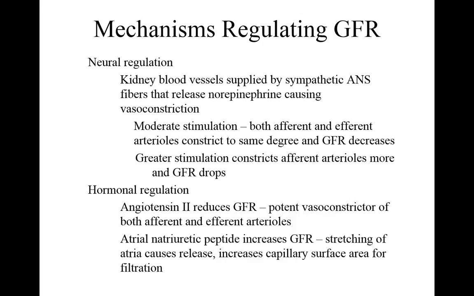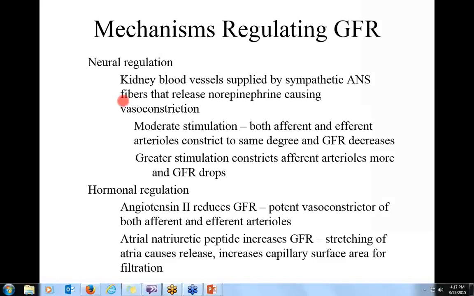The nervous system, particularly the autonomic nervous system and the sympathetic branch, also affects glomerular filtration rate. Moderate stimulation causes both the afferent and efferent arterioles to constrict, and glomerular filtration rate decreases. Greater stimulation constricts the afferent arteriole, and the glomerular filtration rate drops.